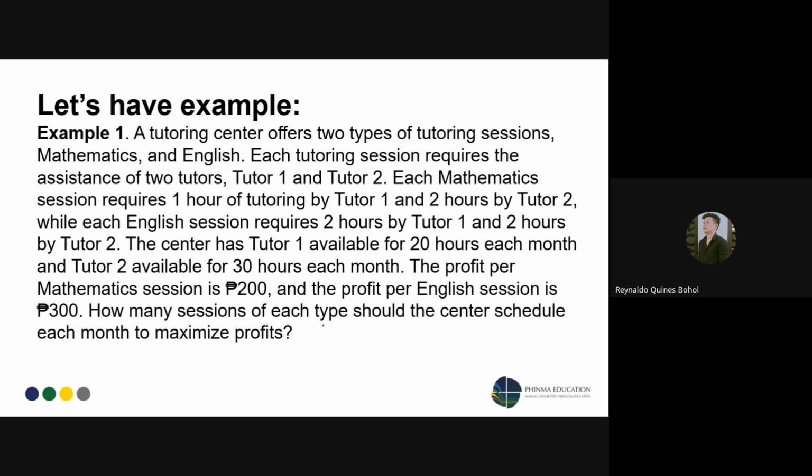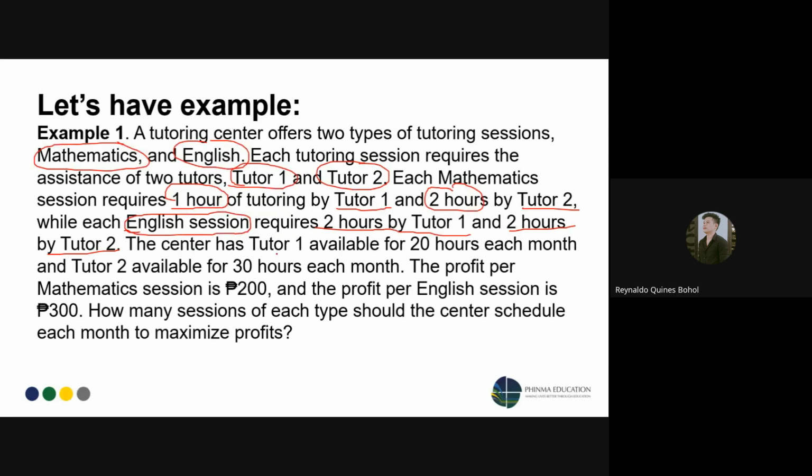Example 1, a tutoring center offers 2 types of tutoring sessions, mathematics and English. Then each tutoring session requires the assistance of 2 tutors, tutor 1 and tutor 2. Then each mathematics. So, meron tayong subjects na dalawa, mathematics and English. Then meron tayong tutor 1 and tutor 2. Then each daw mathematics session requires 1 hour tutoring by tutor 1, 2 hours naman yung tutor 2. Sa English naman, meron tayong 2 hours by tutor 1, 2 hours naman by tutor 2.